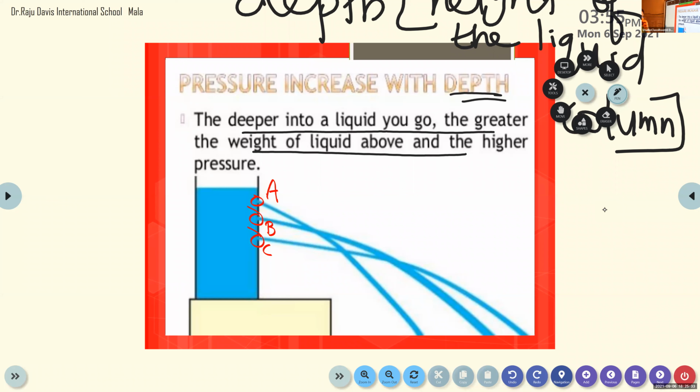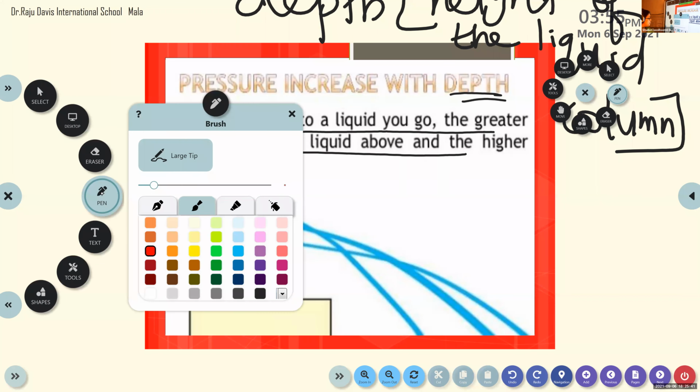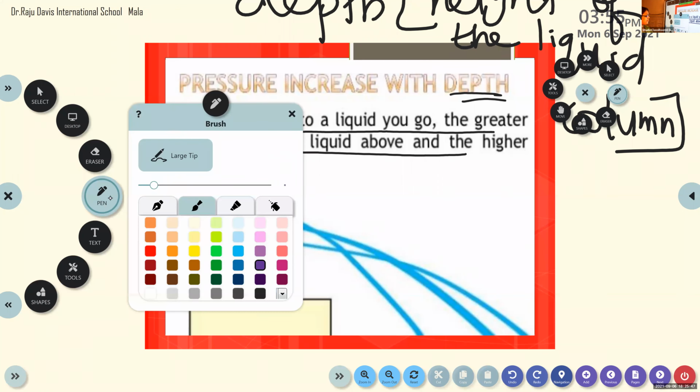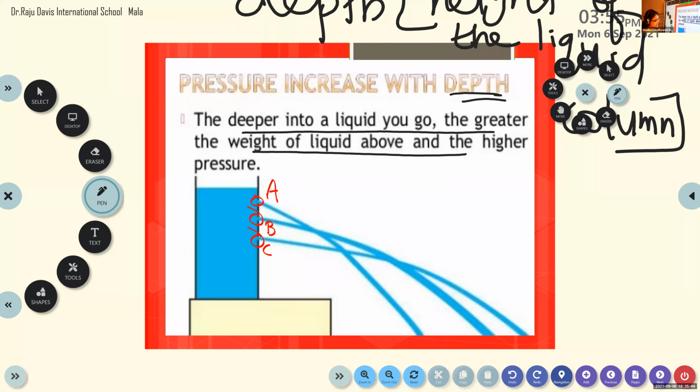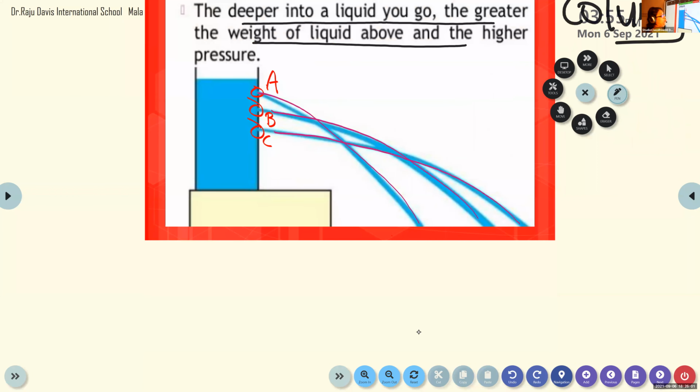Now my question to Adityan: from this A, B and C, from which hole does more water come out? C. Then after that, which one? B. So this is C, then come to B, then go to A. Now, from this, which hole gives you higher pressure? C. So that means, what do you mean by the height of the liquid column?